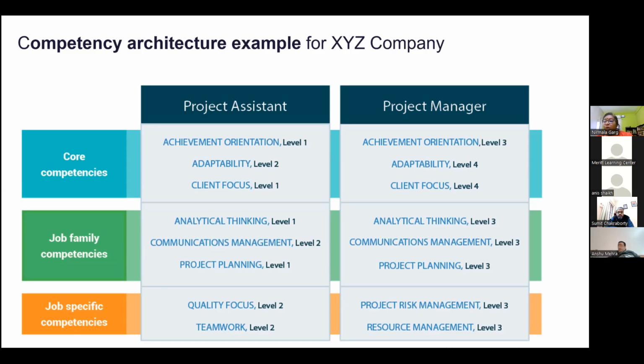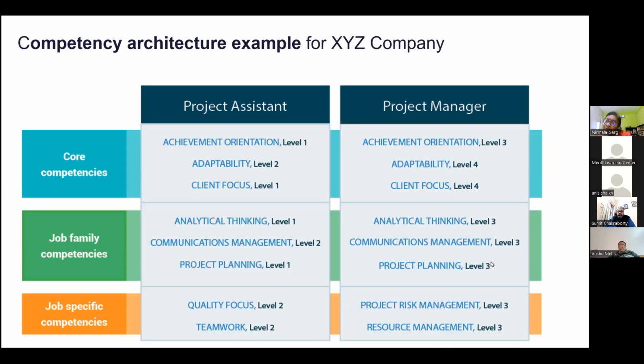Now when we talk about job specific, what are the job specific competencies for project assistant? Anybody? Quality focus and teamwork, because he is actually doing work where there has to be quality focus. But project manager has a different level of work. So his specific competencies which belong to that job are project risk management and resource management.